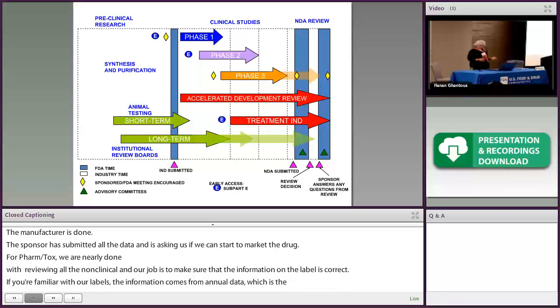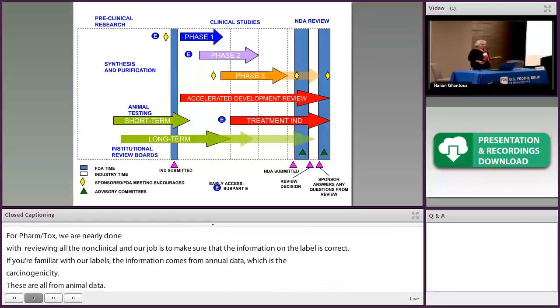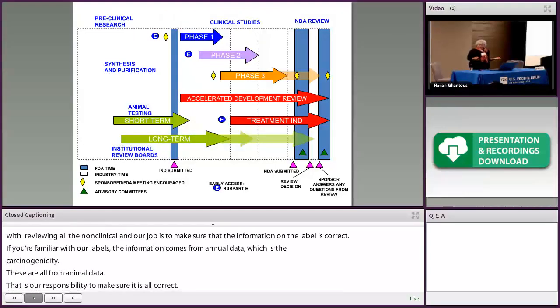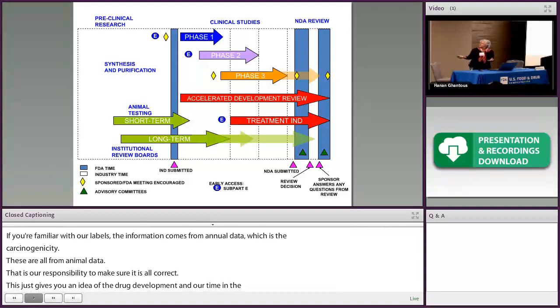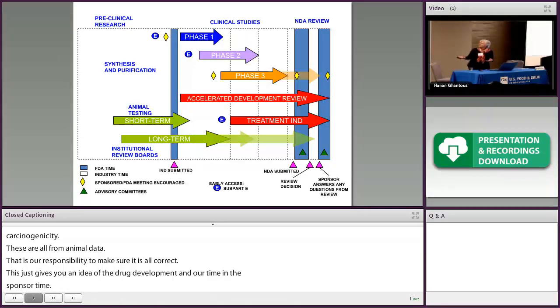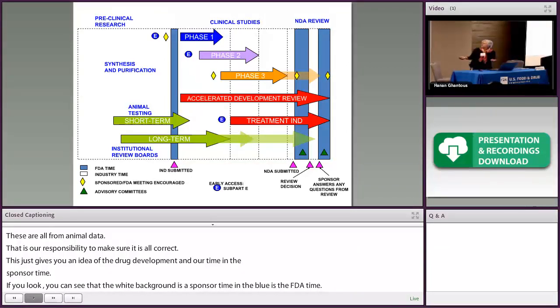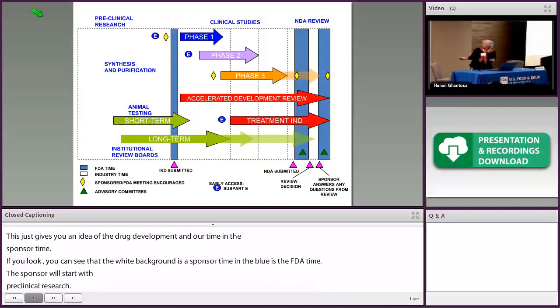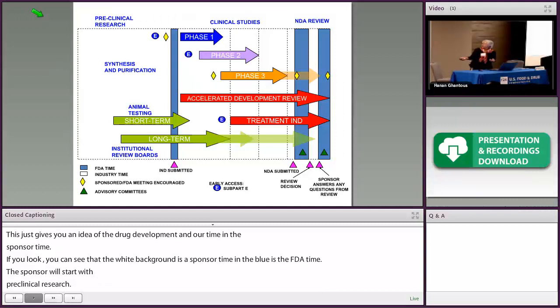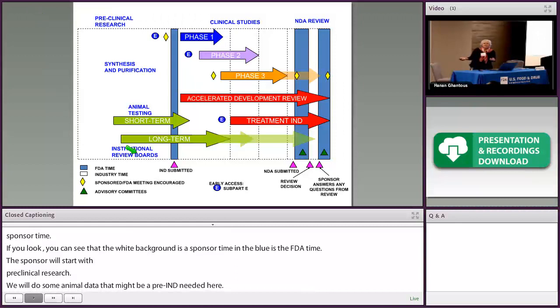Now this just gives you an idea of drug development and our time and the sponsor time. If you look at the white background is the sponsor time, and the blue is the FDA time. So the sponsor will start with preclinical research, will synthesize and purify a product, will do some animal data. There might be a pre-IND meeting here, a protocol, go to the IRBs, and then the IND is submitted here.